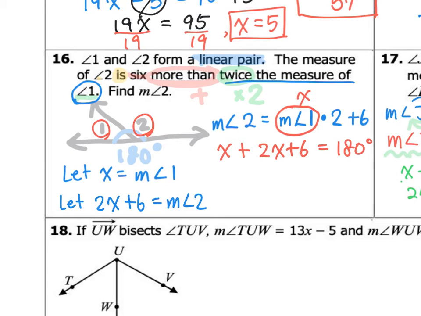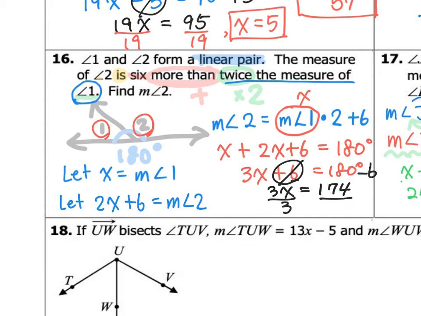So, x plus 2x will be 3x plus 6 equal 180. Now subtract 6 on both sides. That will be 3x equal 174, and divide by 3, x equal, that's right, 58. Sorry, I'm running out of space.